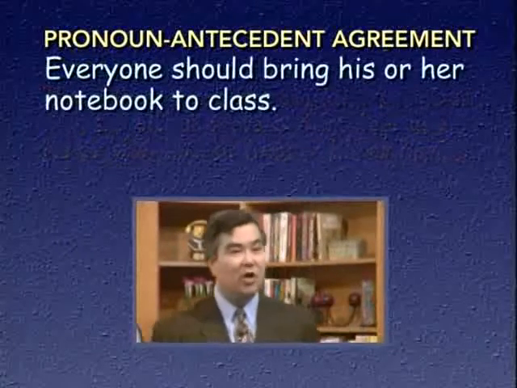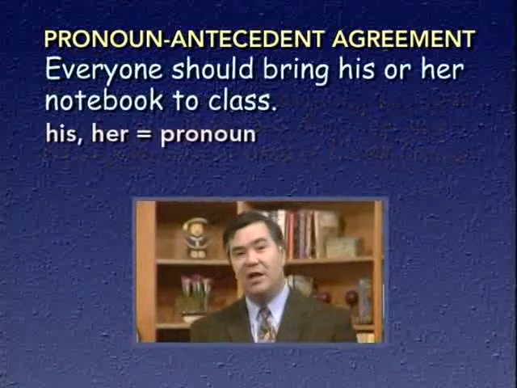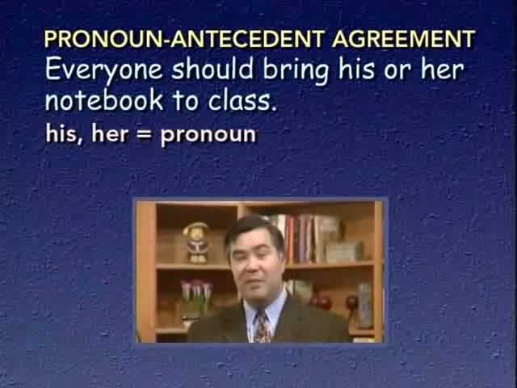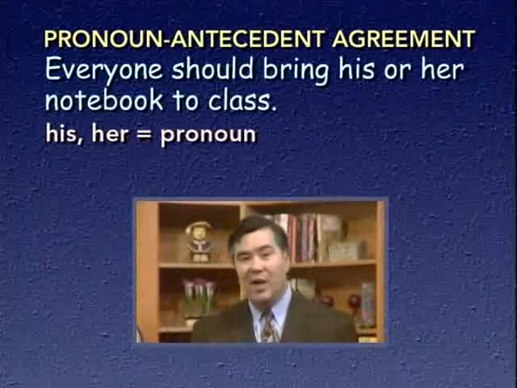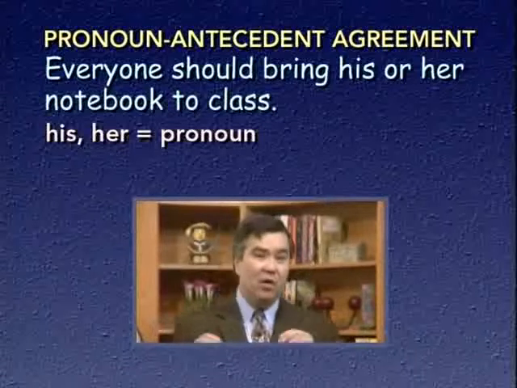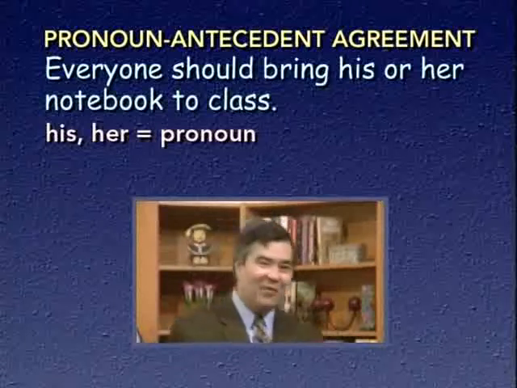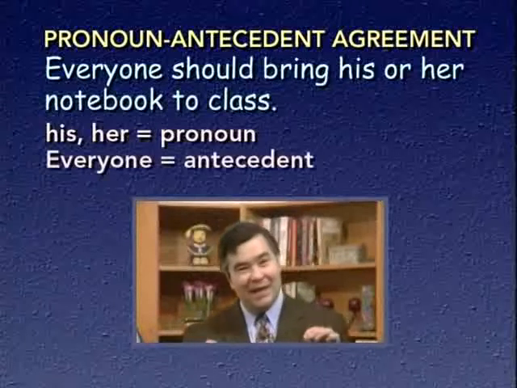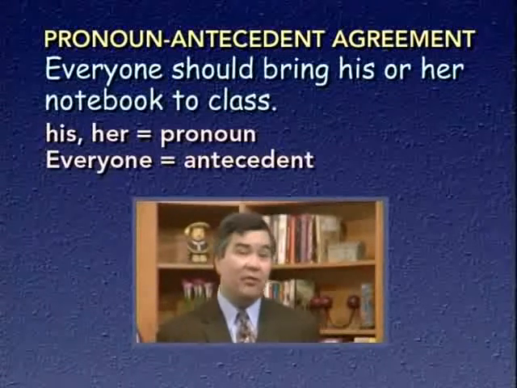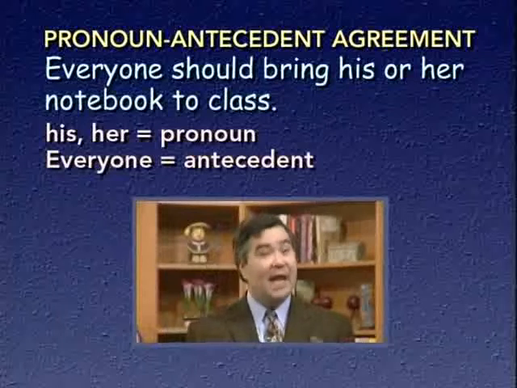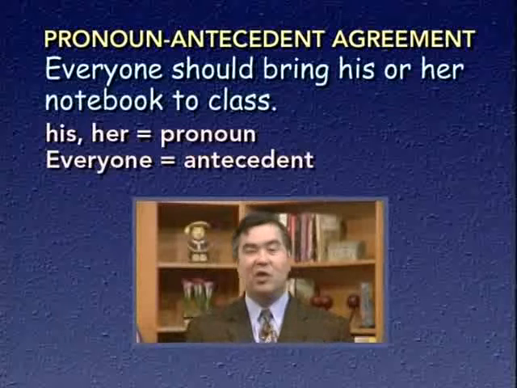Everyone should bring his or her notebook to class. Now here we have the phrase his or her. Both masculine and feminine pronouns are being used here, and that's correct for a specific reason. What is the antecedent of his or her? What does his or her refer to? Well, it refers back to the indefinite pronoun everyone. And when you think about what's being said in this sentence, we can't really tell whether everyone refers to a male or a female.